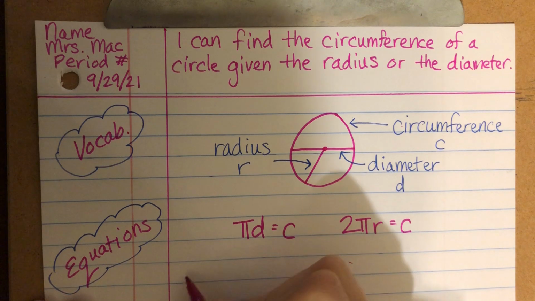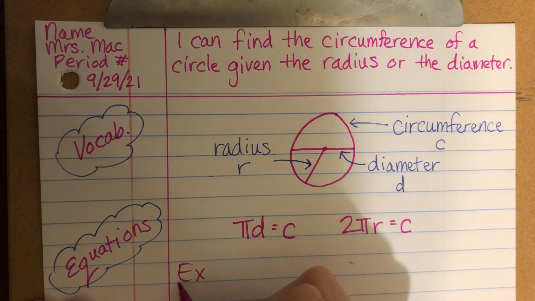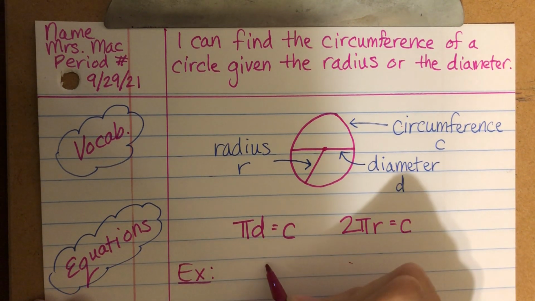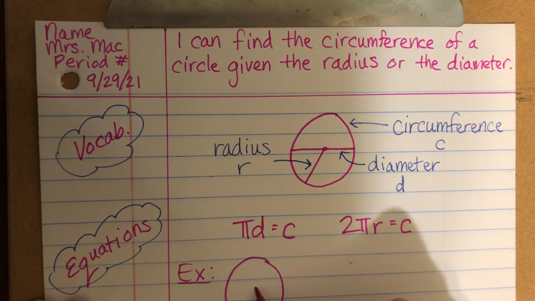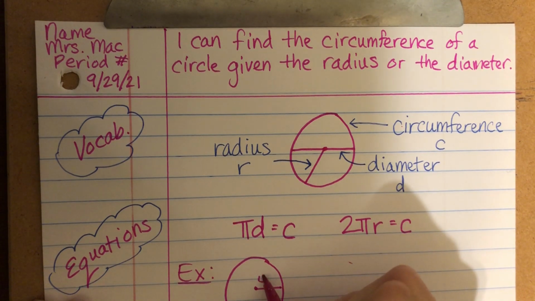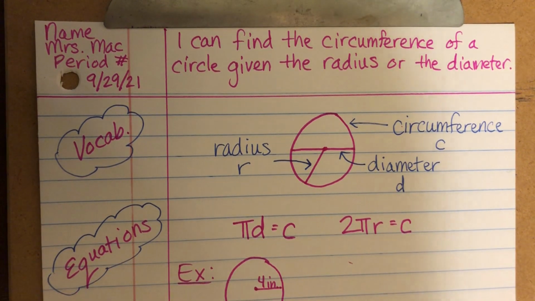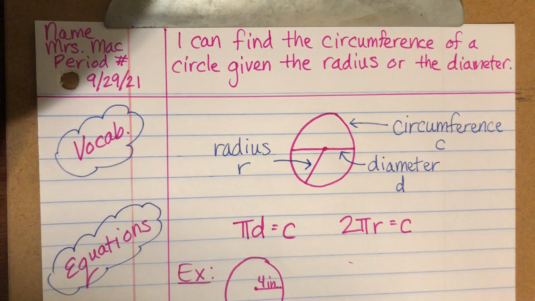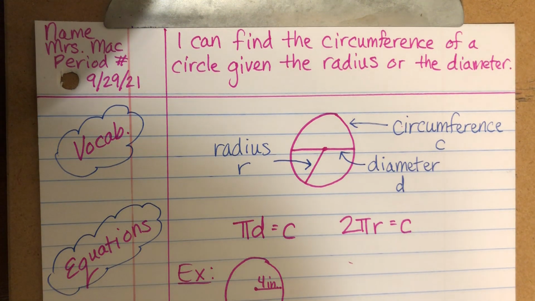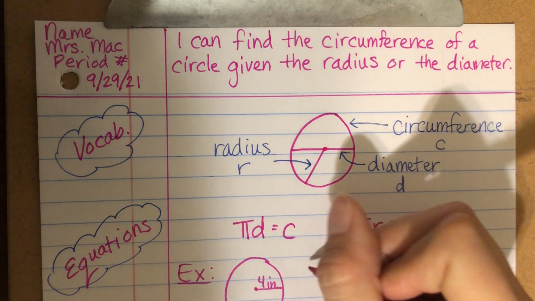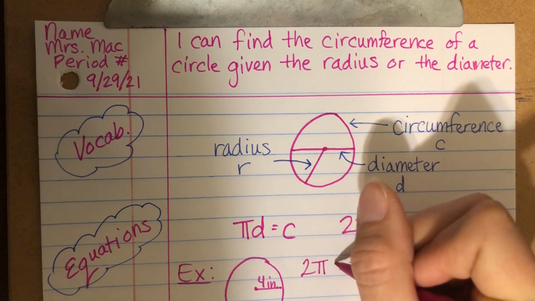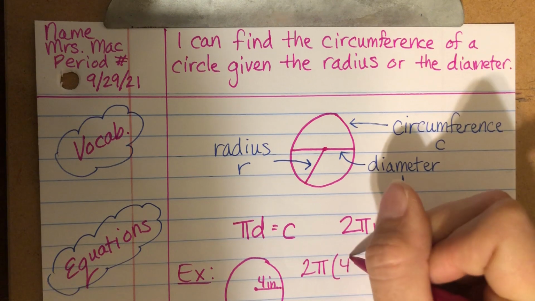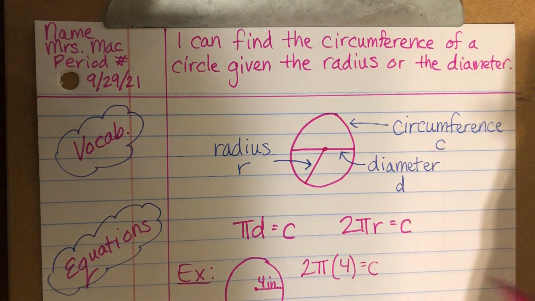All right, so let's go ahead and do some examples. Okay, so let's do a radius of 4 inches. We're going to assume on these examples we are finding the circumference. So I'm not going to put directions or anything with those. Okay, so what we have then is we have the radius, so I need to use 2 pi times the radius, and that's going to give us the circumference.